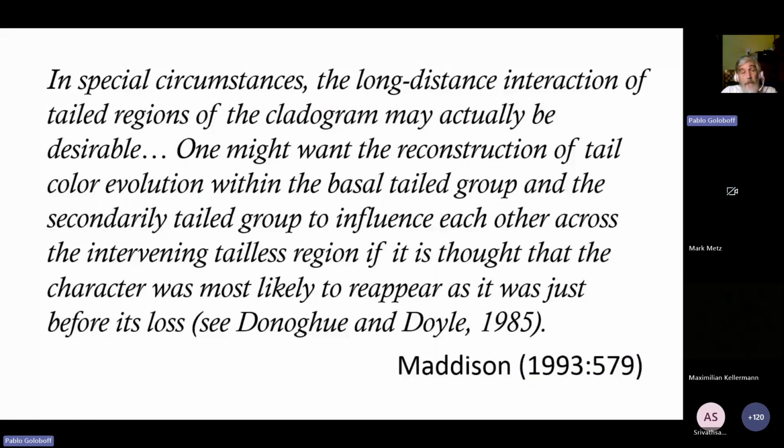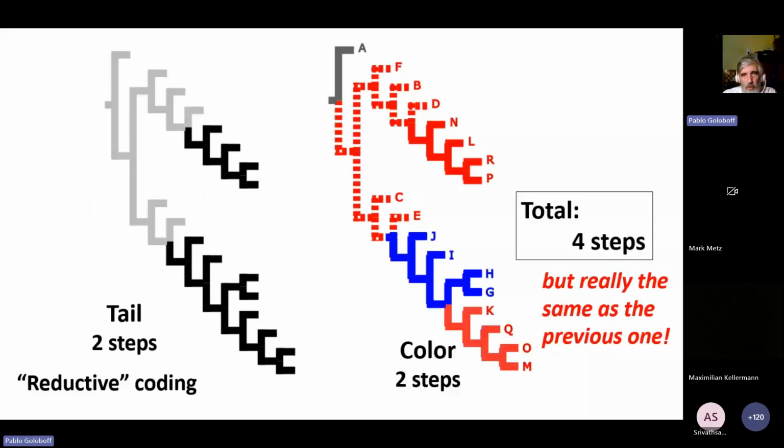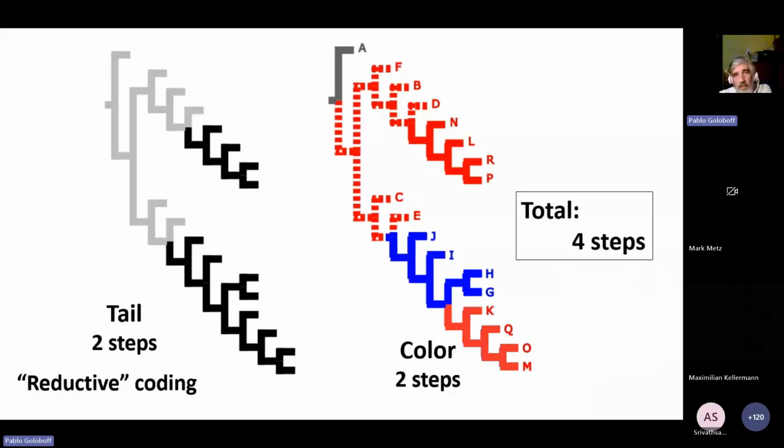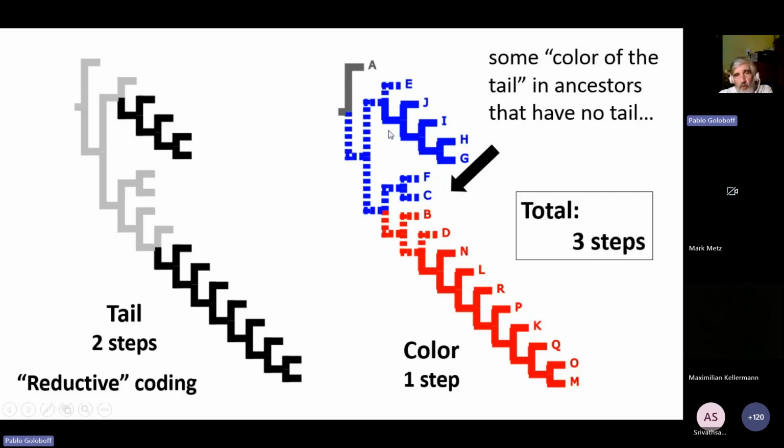So Madison, in his paper, discussed the question that in special circumstances, the long-distance interaction of tail regions of the cladogram may actually be desirable. One might want the reconstruction of tail color evolution within the basal tail group and the secondary tail group to influence each other across the intervening tailless regions. He's referring here to, I'm going back some slides, to this which happens here, right? Those would be the intervening regions that Madison is talking about.